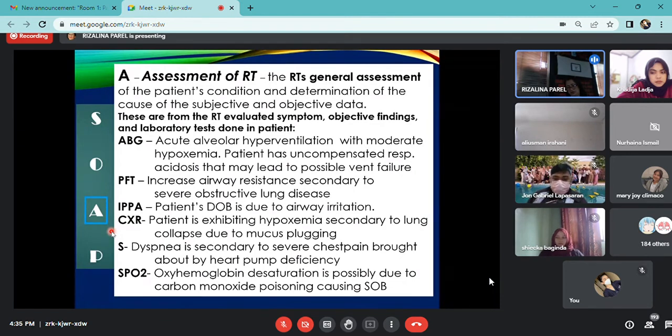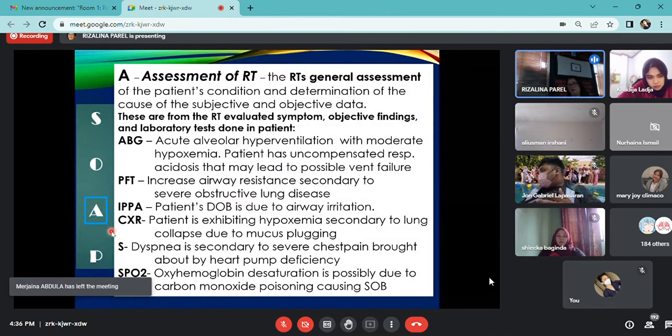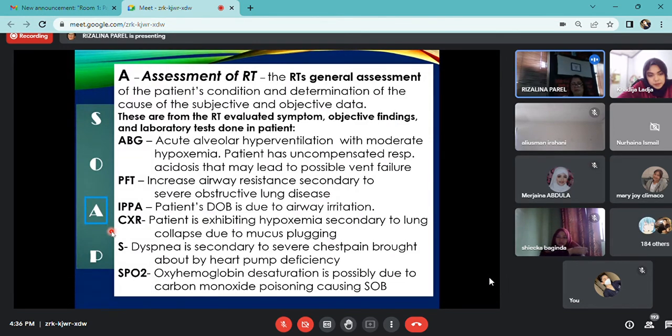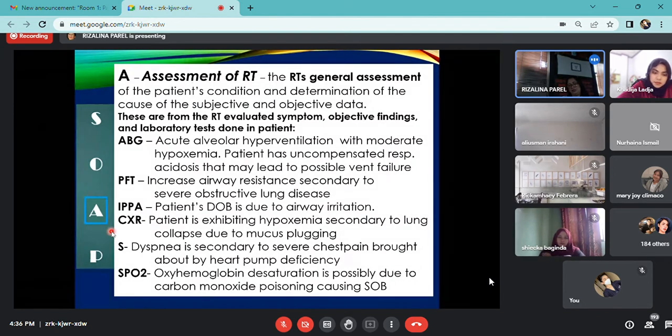So, you will not use the diagnosis, asthma, chronic bronchitis, na assessment ng RT. Doktor yon, pang-doktor. For PFT, pwede natin gamitin yan. There's increased airway resistance secondary to severe obstructive lung disease. So kung ano yung result ng PFT, pwede na yon, and pwede nating i-detail or i-rephrase. For the IPA, for example, during inspection, palpation, percussion, patient's difficulty of breathing is secondary to airway irritation. That is already an assessment of RT.